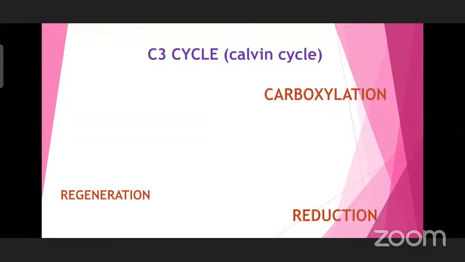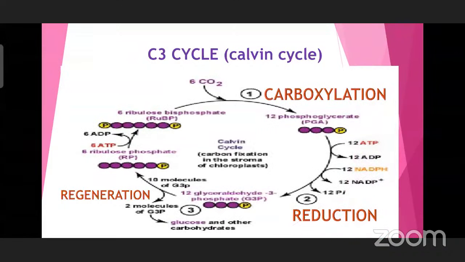It is the C3 cycle because the product formed is phosphoglyceric acid, PGA, a 3-carbon compound. And what happens here, you will be having 3 stages: carboxylation, reduction, and regeneration. 3 stages will be there in the Calvin cycle. In the previous class, I showed you 1 carbon and 3 carbon dioxide molecules combining and undertaking this cycle. But here, completely I'll take the 6 molecules of carbon dioxide when they are going to combine with RUBP.